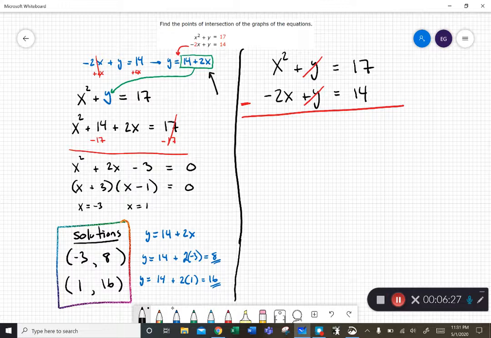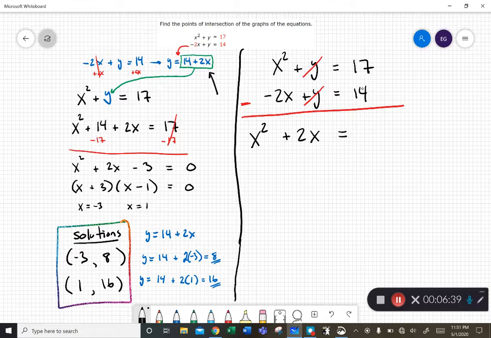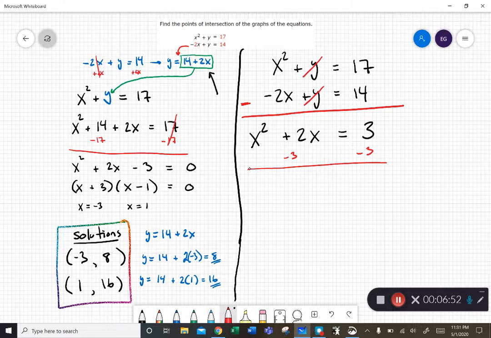And on the left-hand side of the equal sign, what are we left with here? We have an x squared. We have a minus 2x, so that's a plus 2x. And on the right we have 17 minus 14 equals 3. And if we now subtract 3 from both sides of this equation, we have x squared plus 2x minus 3 equals 0.